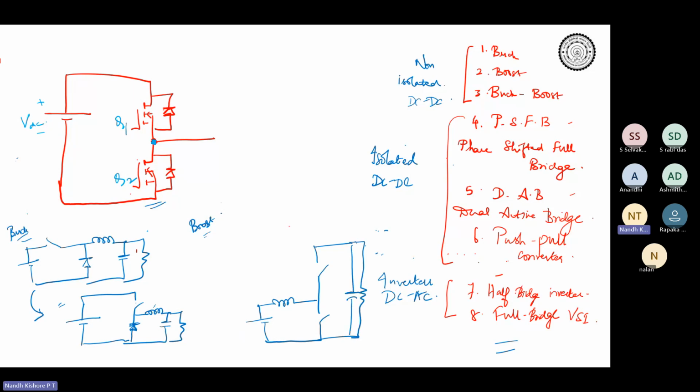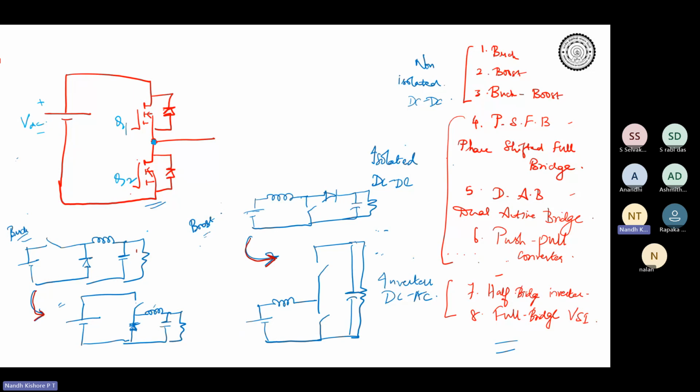So this is the same boost converter that we study, right? You would have studied that the boost converter looks something like this. This circuit is nothing but the redrawn version of this one over here. So this is the redrawn version of buck and boost.